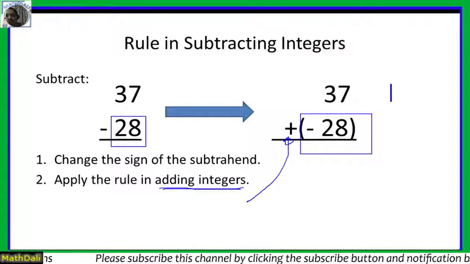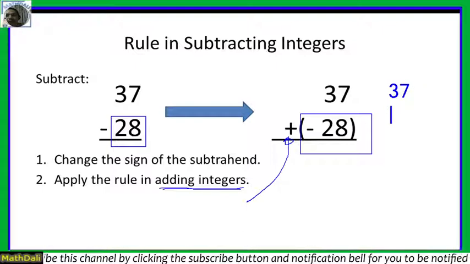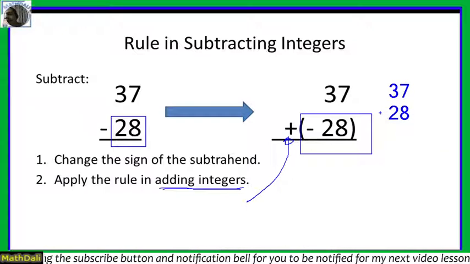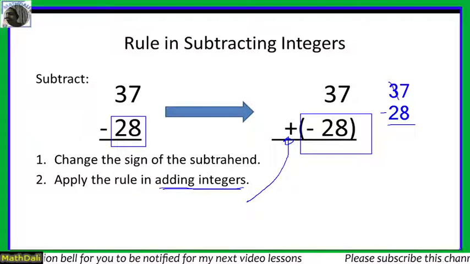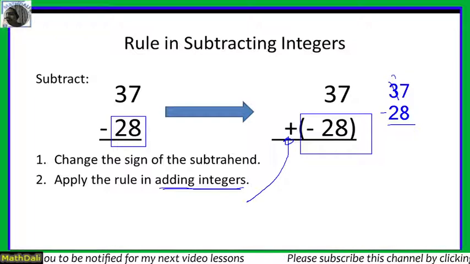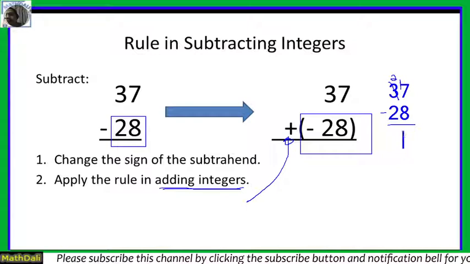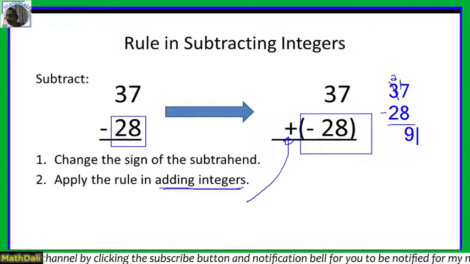So, we have 37. Then we have 28. Lagay ko lang dito natin. So, 7 minus 8 cannot be. So, we're going to borrow 1 from the tens digit. So, ito magiging 2. Ito naman magiging 17. 17 minus 8, that will be equal to, yan.